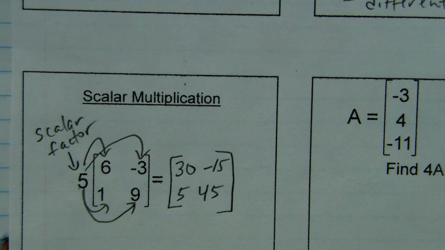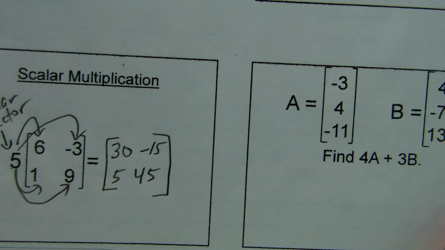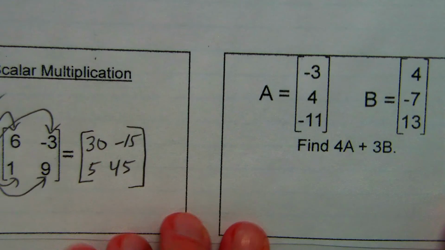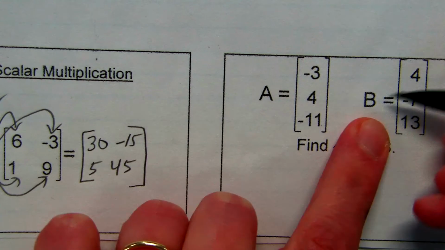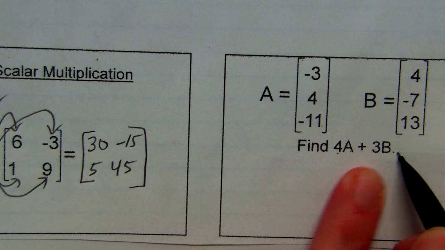Now in tomorrow's lesson, we're going to do matrix multiplication, where you multiply a matrix by another matrix. It is not this easy. There's more steps, but this is the one that is easier. This next one is going to be tough. So this next problem, we have matrix A right here, matrix B right here, and they want us to find 4 times A plus 3 times B.